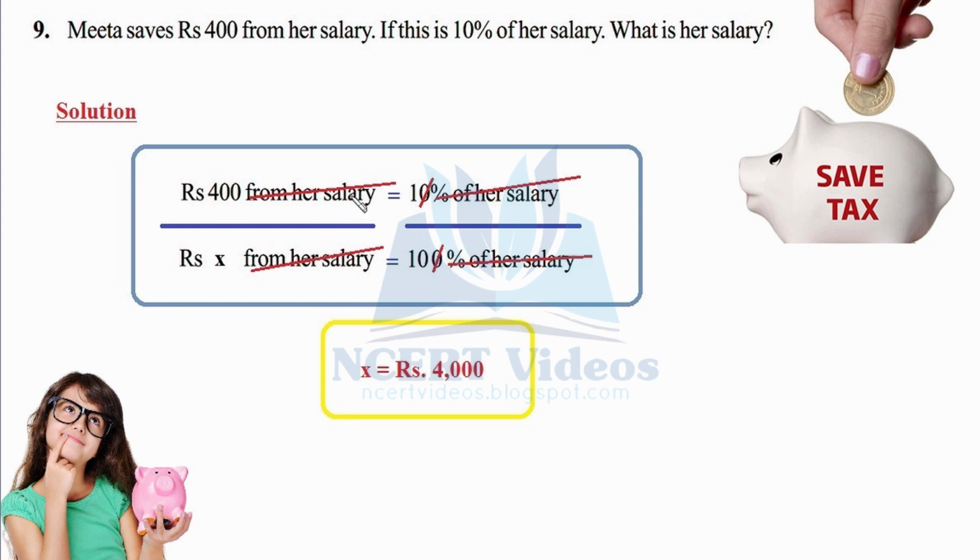Now cross multiply. Before that, simplify. From her salary cancel. Of her salary cancel. Percentage cancel. We will be left with rupees and the variable X that we have to find. And 10 and 10 are also cancelled. Now cross multiply. X into 1 because everything is cancelled. So X equals, now this side, 400 into 10, 4,000. So her total salary is rupees 4,000, and 10% of that she saves, which was equal to 400. So that is your question number 9.